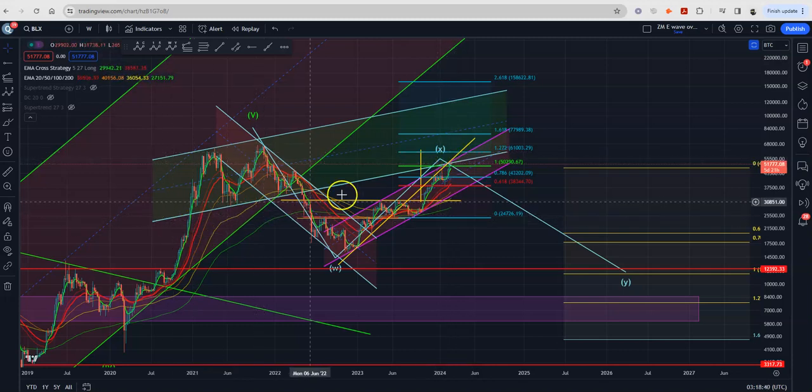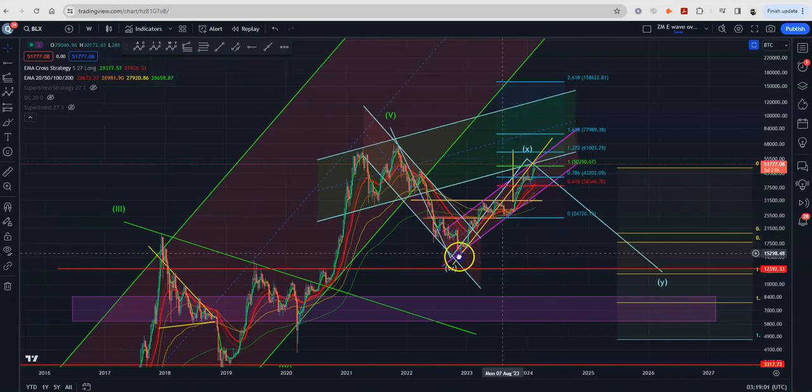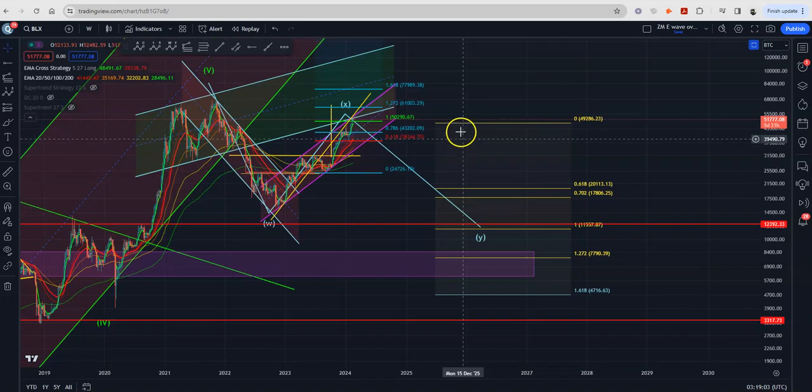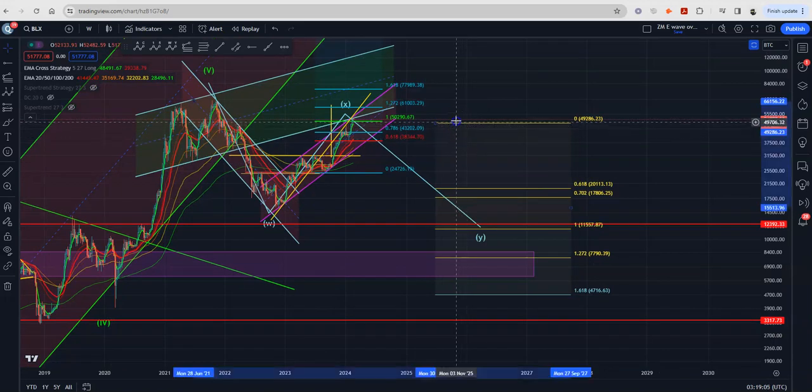And then look at this top channel here. It has a resistance. This leads me to believe that this is the reversal point of the B wave. And we should be seeing, like I said in my other videos, a 1, 2, 3, 4, 5 wave down. Now, I already have this pre-written down here.